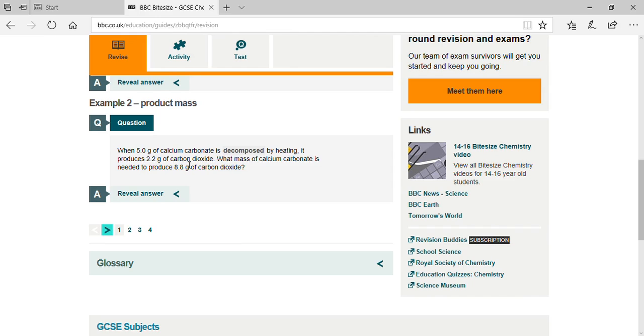And in the same way, they are asking that when 5 gram of calcium carbonate is decomposed in the presence of heat, it produces 2.2 gram of carbon dioxide. Again, they are asking what mass of calcium carbonate will be needed to produce 8.8 gram of carbon dioxide. In the same way, here also we will apply the unitary method to solve this type of question. I explained that one.